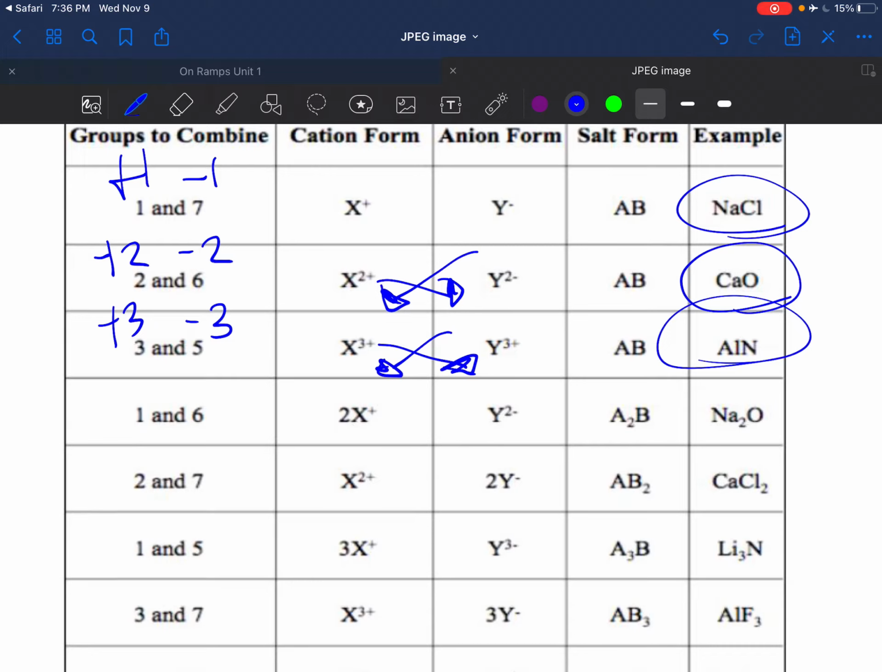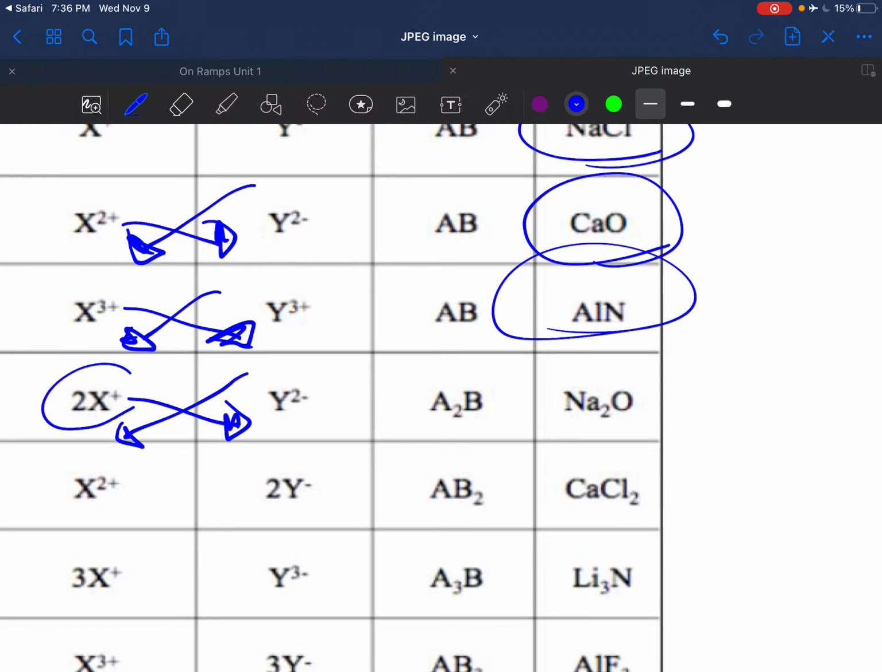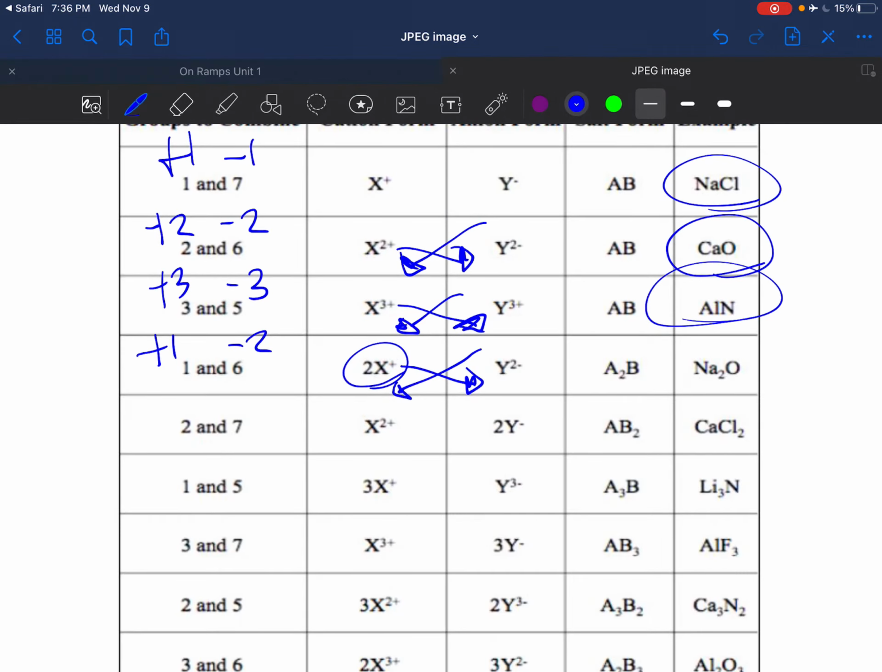Group 1 and 6, that's +1 and -2. Okay, so you're going to give a +1 and a 2 right there. So you should have a 2 and an O. So you're going to need 2 of the cations to balance out the anion. That's what that subscript means. You need 2 of the cations to balance out the anion, which is the O. You need 2 sodiums to balance out the oxygen.